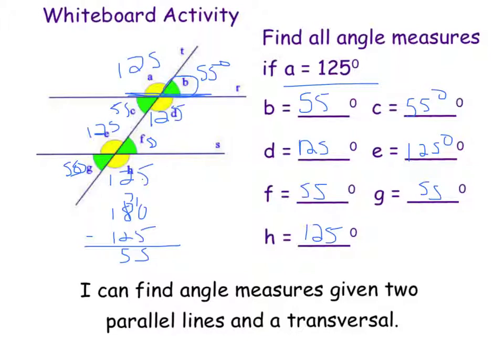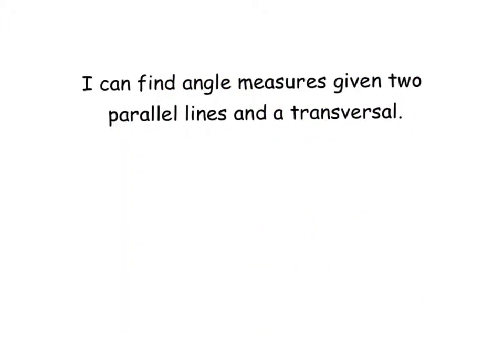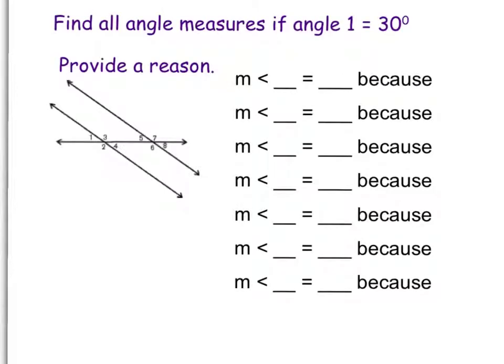I could say it's alternate exterior to A. I could say it's vertical to C. I could say it's corresponding to D. I could say it is supplementary to F or G. So many different arguments I could give. So again, what we're doing today is finding angle measurements given two parallel lines and a transversal, but justifying our answers. All right, let's start with our first example.